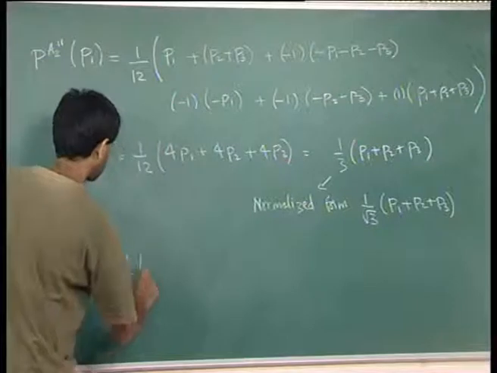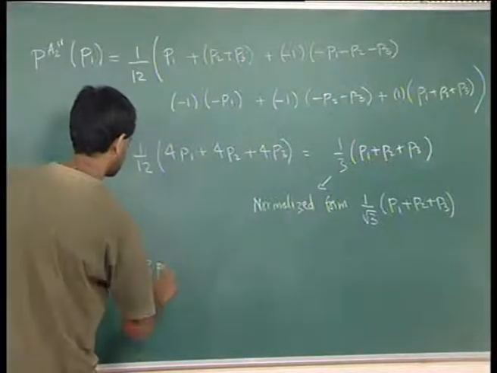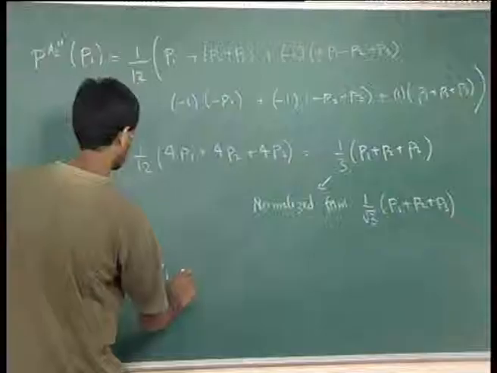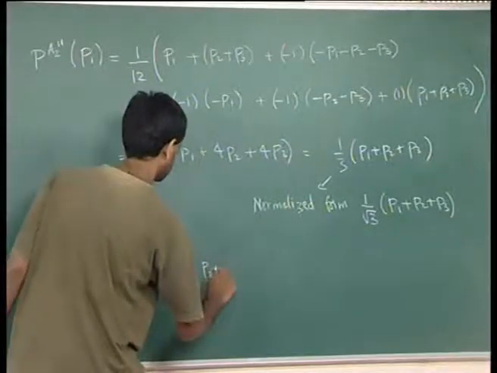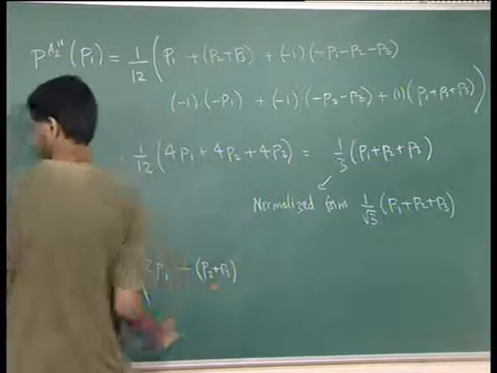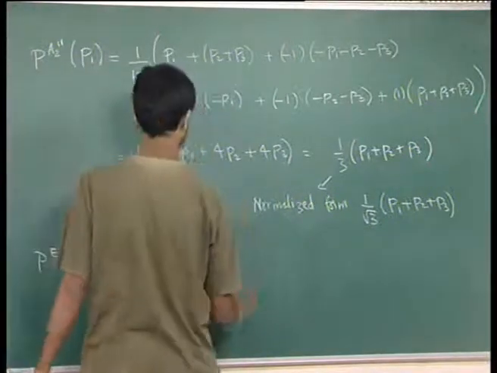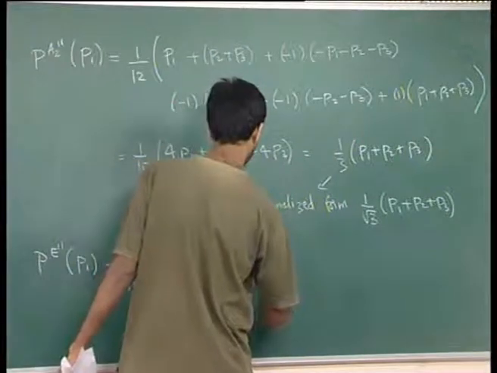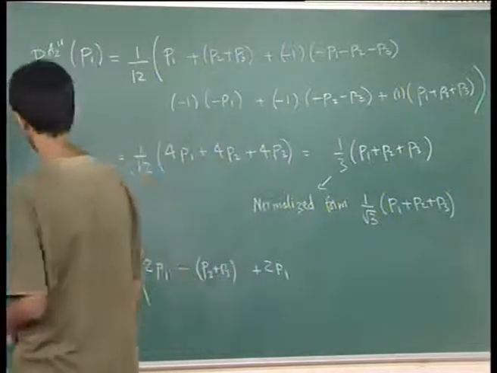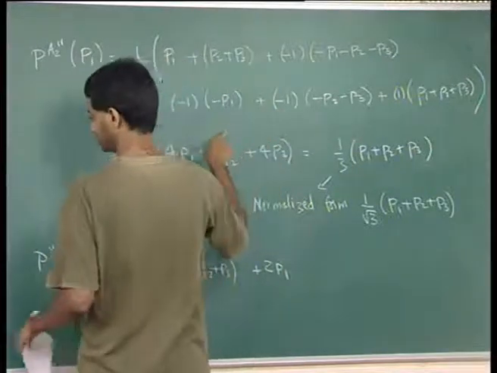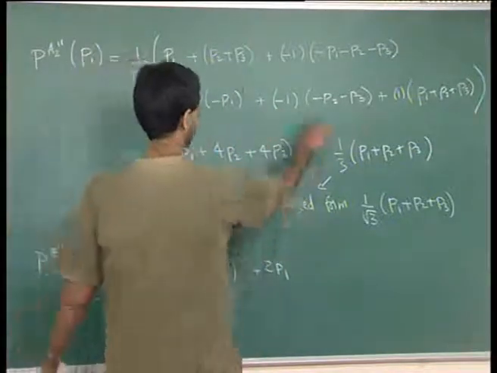Okay, so finally you can show that this will give you 1 by 12 times 2 P1, corresponding to this. Then you have minus P2 plus P3. Then you have minus 2 into minus P1, so that is plus 2 P1, and you have plus 1 into minus P2 minus P3.